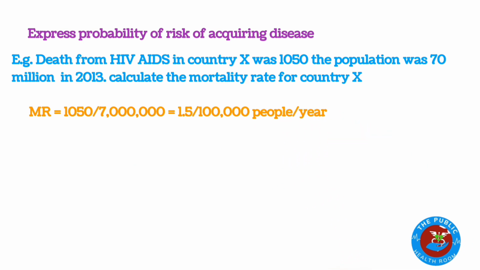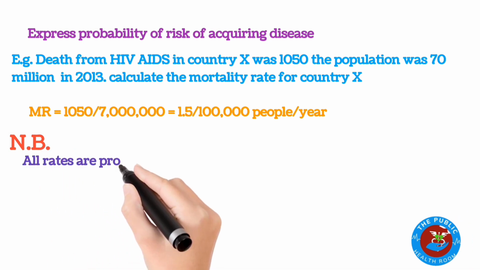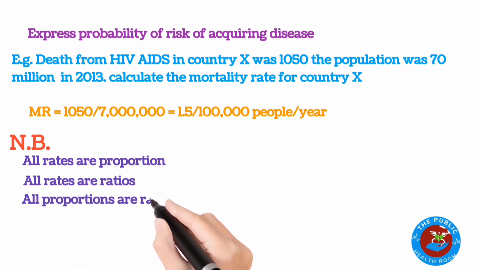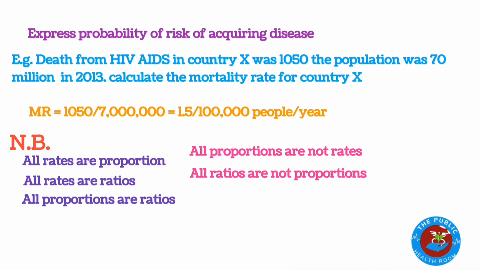Unlike simple count, ratio, proportion, and rate allow comparisons to be made about various health outcomes between populations of different sizes. All rates are proportions. All rates are ratios too. All proportions are ratios. But all proportions are not rates. All ratios are not proportions.